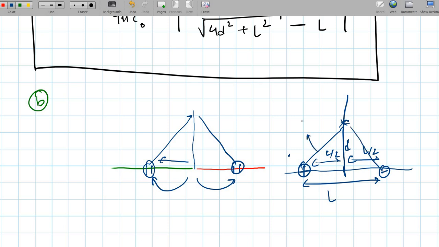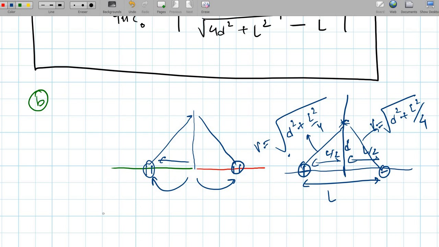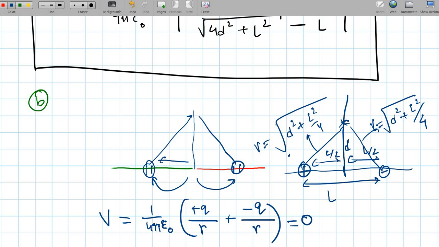So you notice this distance is the square root of D squared plus L squared by 4. And so is this one, the square root of D squared plus L squared by 4. So that's the distance, right? That's r, which is here r as well. So if you talk about the potential V, you talk about 1 by 4 pi epsilon naught, but then you take Q1, which is plus Q, divided by r, and then you take Q2, which is minus Q, divided by r, which is 0. And the same thing is happening on the right side as well. Because of the symmetry, the potential on this line is going to be 0. It's as simple as that.